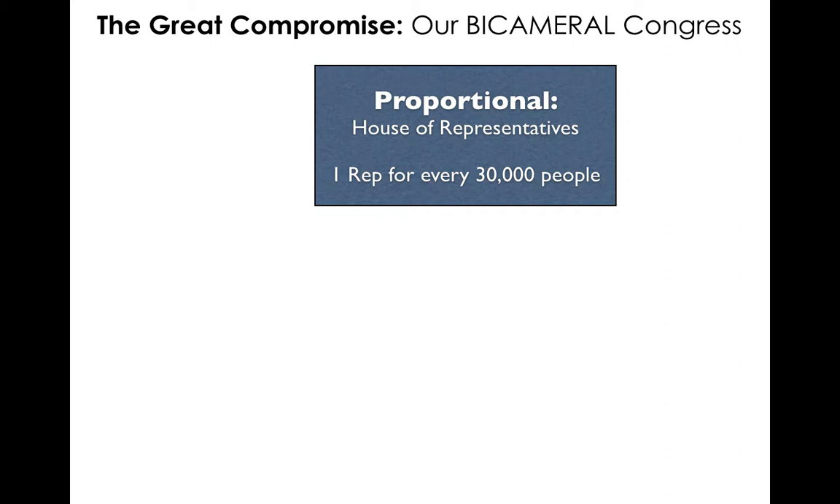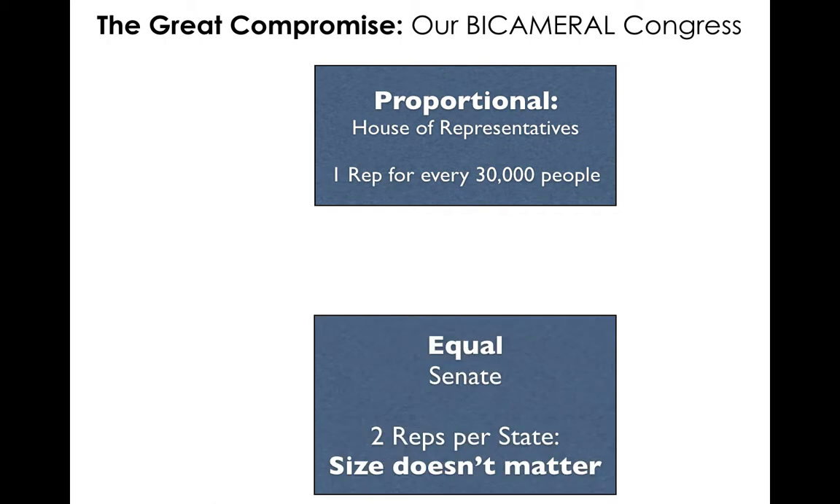So the solution, the compromise, is actually called the Great Compromise or the Connecticut Compromise, which resulted in a bicameral Congress, that we would have 2 chambers of Congress in our legislative branch, that we would have a House of Representatives based on proportion, that we'd have one representative for every 30,000 people in the House, and that we would have a Senate which gave every state 2 representatives no matter what their size.